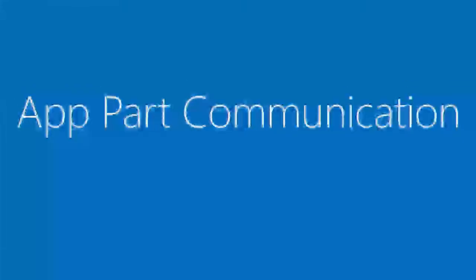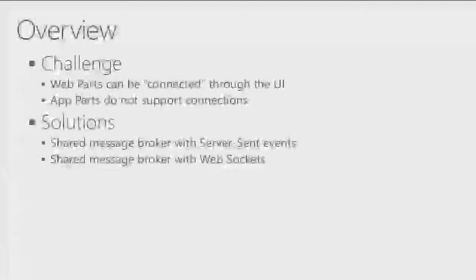Ajax navigation. Let's move on to something that's a little bit more fun. Let's talk about connecting app parts. One of the things that I thought would be cool to do in this particular session is talk about how we could connect app parts together and mimic the type of connections that we had in web parts before, right? Because when we moved to app parts, we lost some of that stuff. So the challenge as we're defining it here is that web parts can be connected through the UI, but app parts really don't support that same idea that we used to have with web parts. And so how are we going to do this?